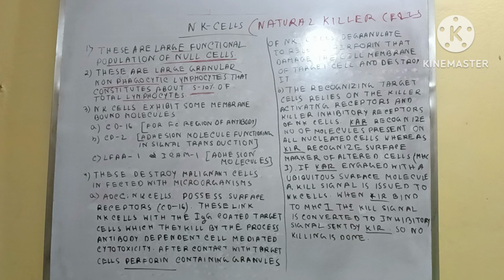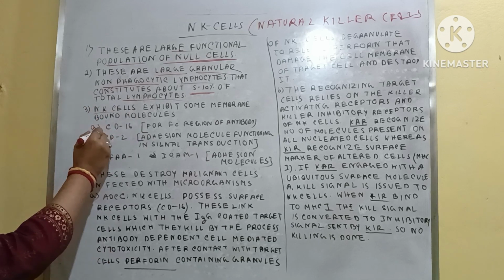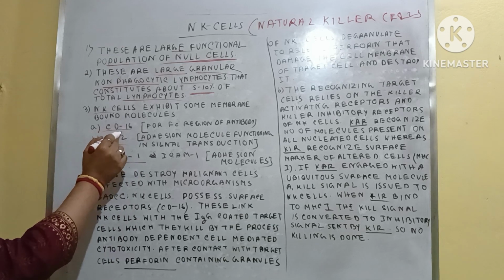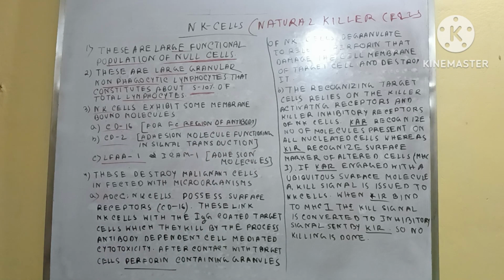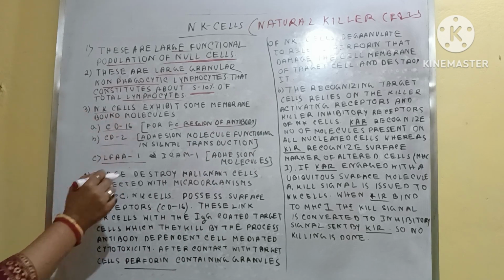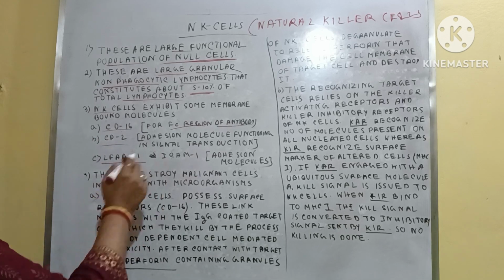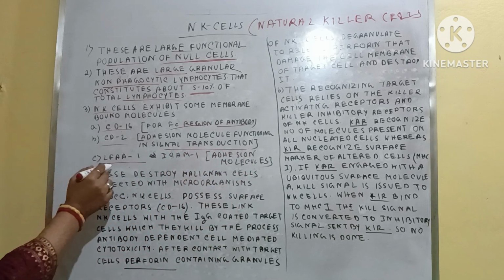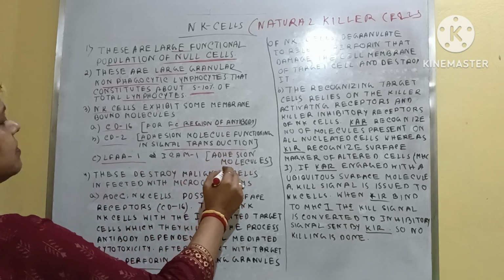There are many membrane bound molecules seen in the NK cells. First are CD16, CD2 and LFA-1. CD16 is generally for the Fc region of the antibody. CD2 is an adhesion molecule related to signal transduction. And the last one, ICAM-1, is also an adhesion molecule.